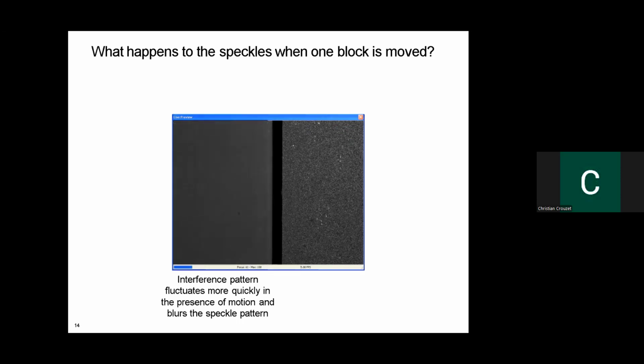So the question was, what type of motion do we give to the phantom? If we had these 2 pins here, all we did was move it forward. So it's just moving it, and that was causing there to be a blurring to occur in the phantom on the left. And that's due to the interference pattern fluctuating very rapidly.